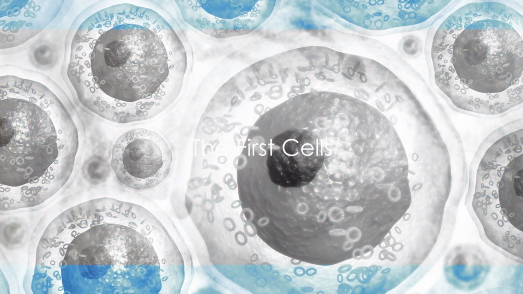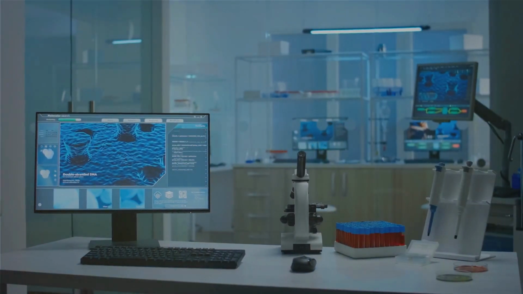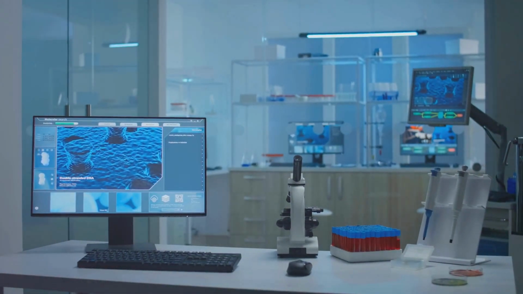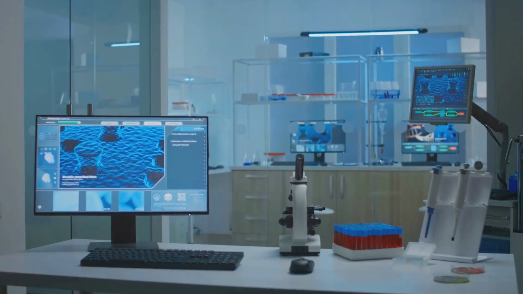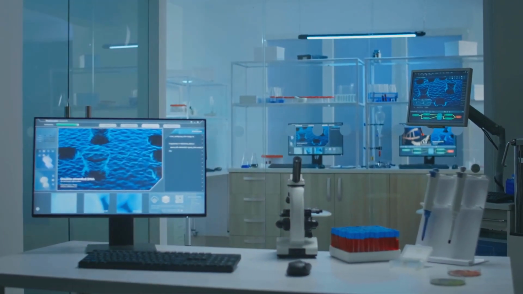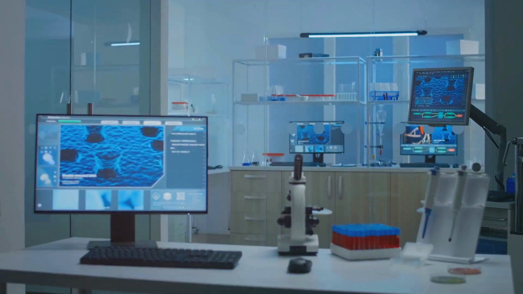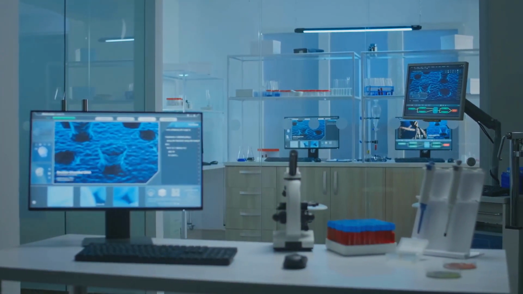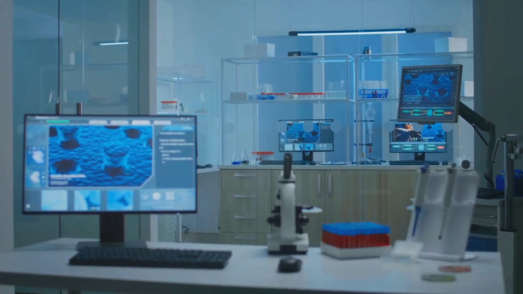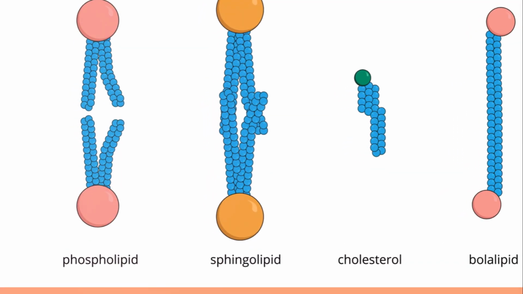From self-replicating molecules, the next step was the rise of the first cells. But how did these complex structures come to be from simple molecules? That's a question that has puzzled scientists for centuries. Today, we delve into some theories that might hold the answers. Let's start with lipid bilayers.